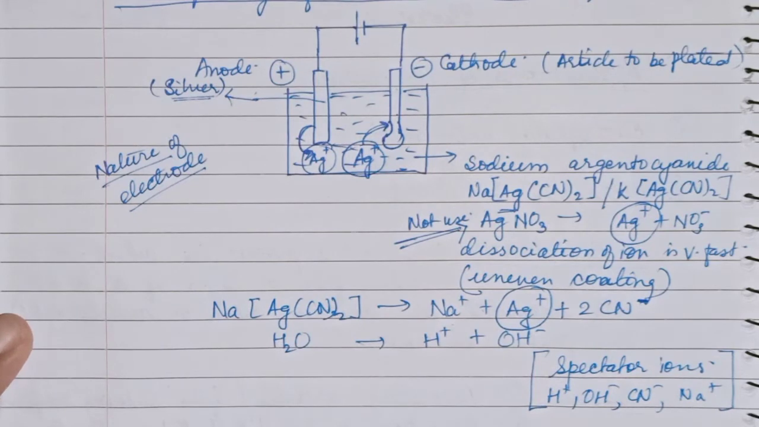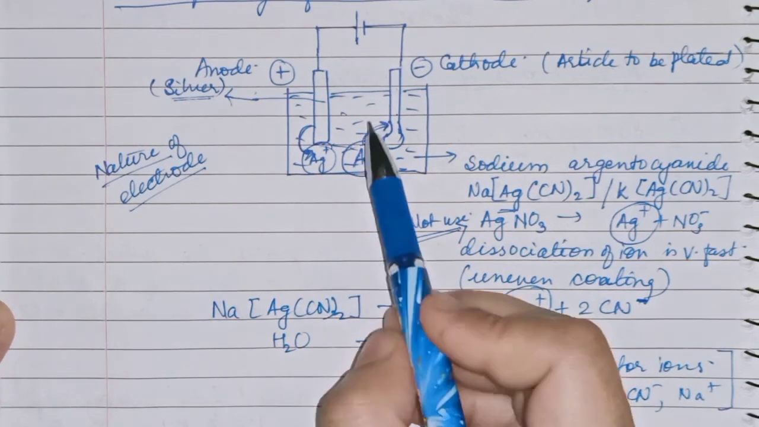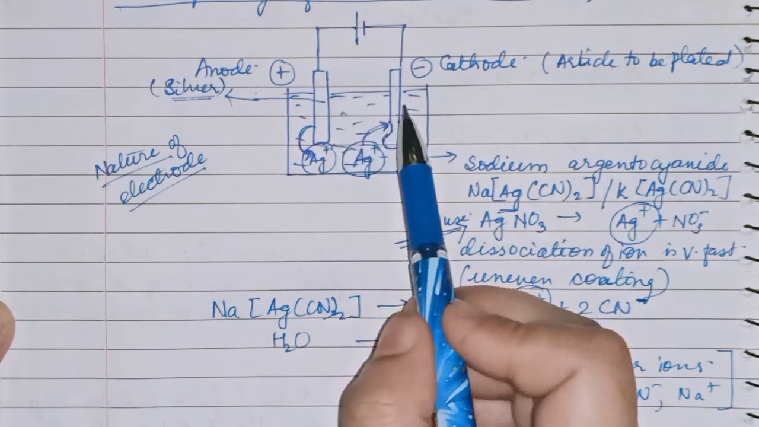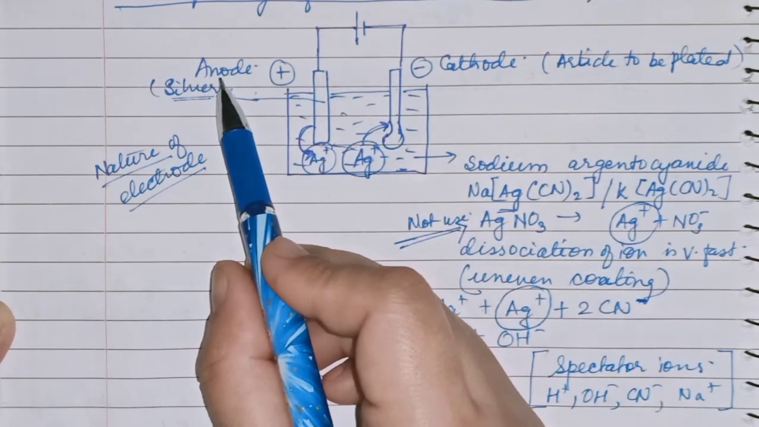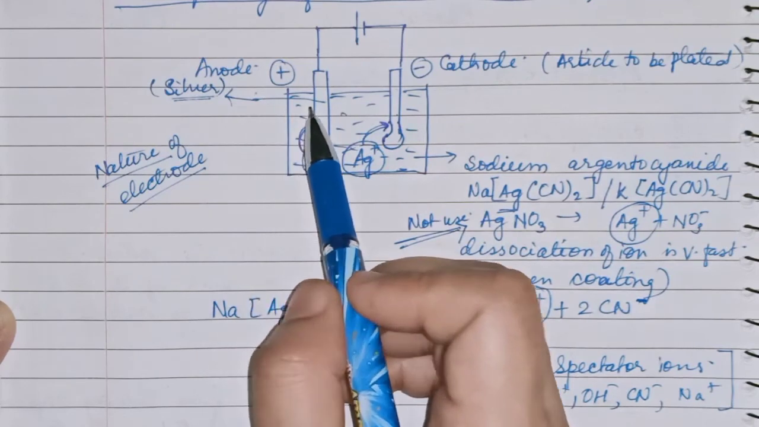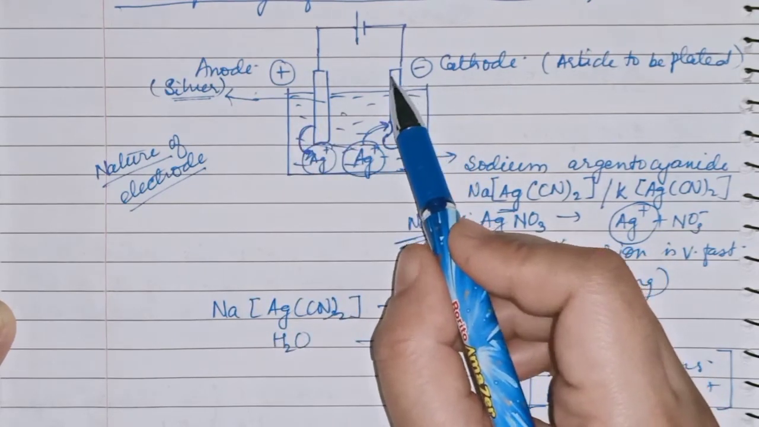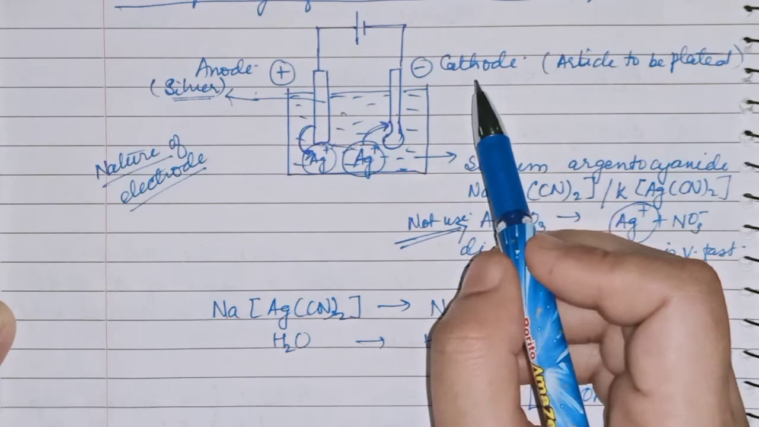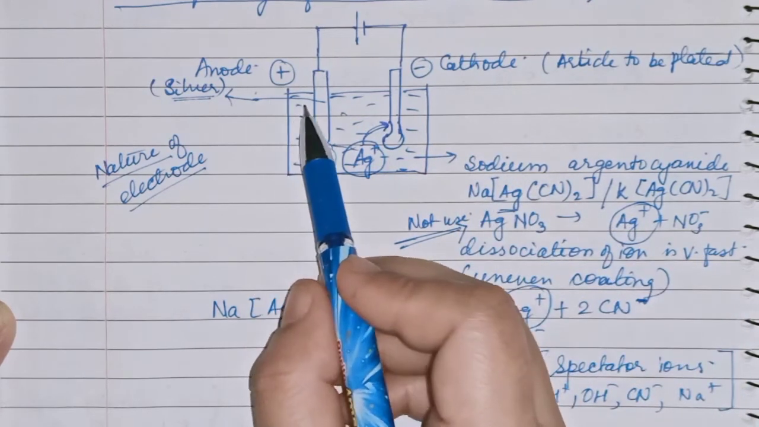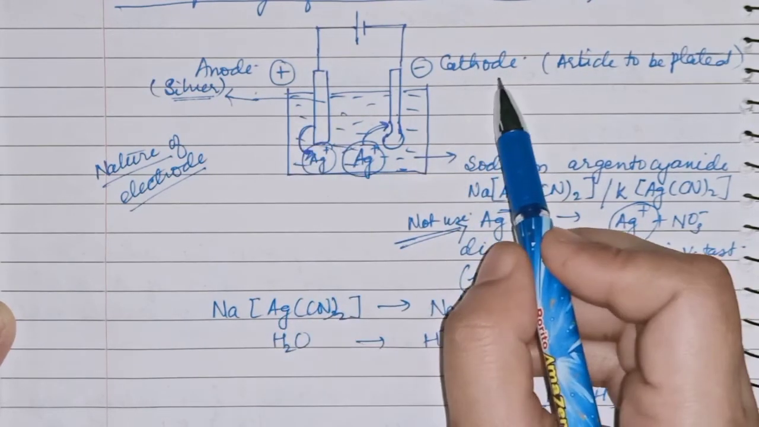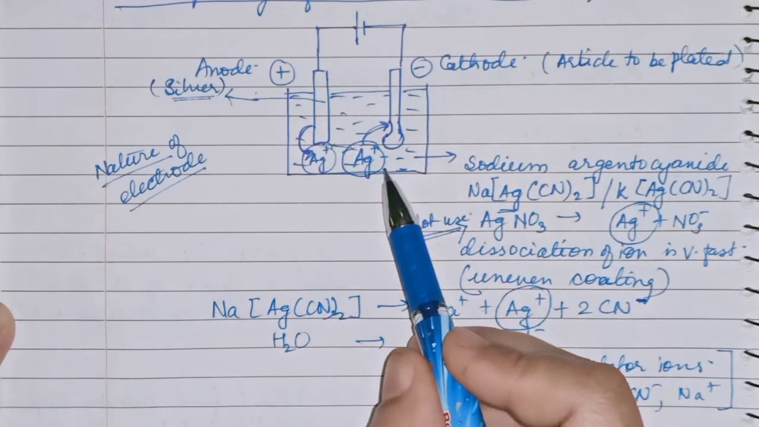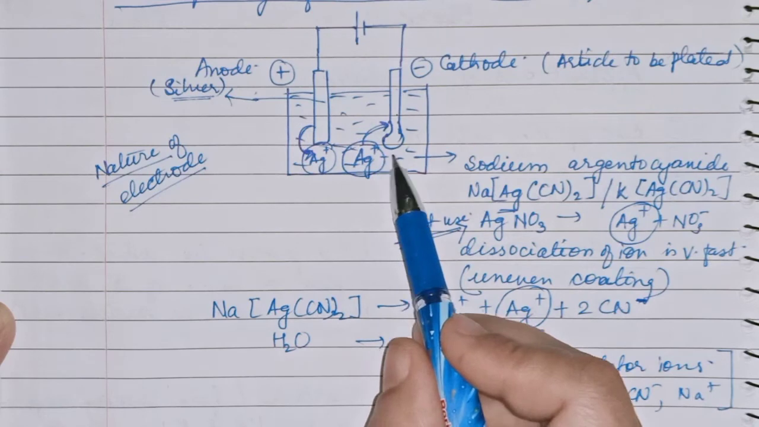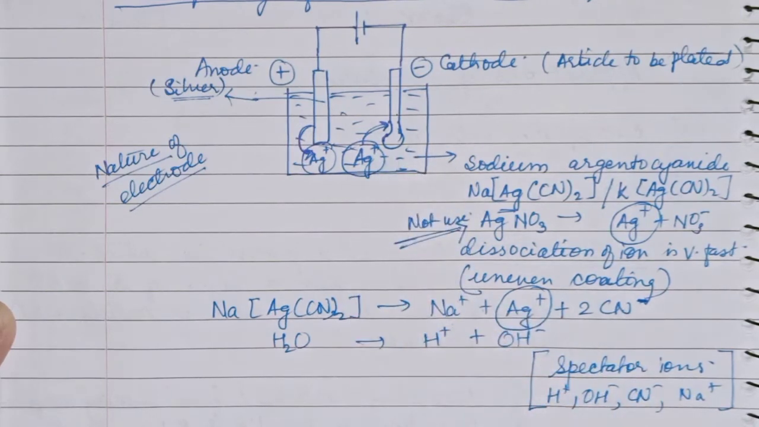So you can say that after some time the color of the electrolyte will not change, the mass of anode will decrease, the mass of cathode will increase, and the concentration of silver ion in the electrolyte remains the same.